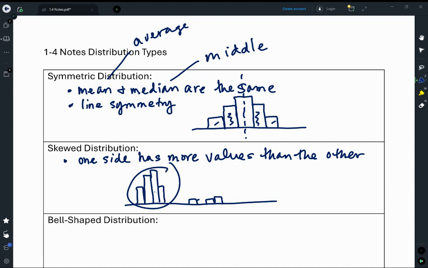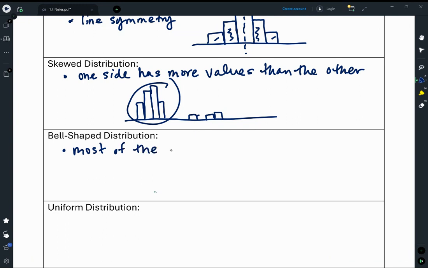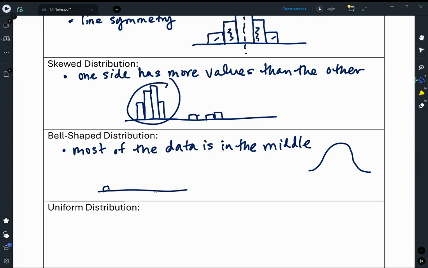If we have bell-shaped, that means most of our data is in the middle. So for a bell shape, we want to think of a shape kind of like that. So if I think about that as a bar graph, I'd have a little bar, bigger bar, so they're getting bigger and then smaller again on the other side. It doesn't have to be symmetrical. It can be, but it doesn't have to be. But most of your data is in the middle.